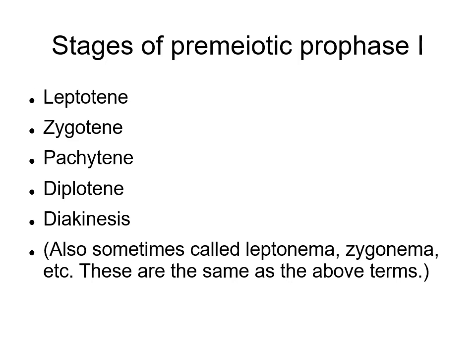You don't have to know these, but I would like you to understand what's happening during the process. There are actually 5 stages of meiotic prophase 1. These are called leptotene, zygotene, pachytene, diplotene and diakinesis. It's not important to know the names, but to know the order of the processes, I think, is something to think about.